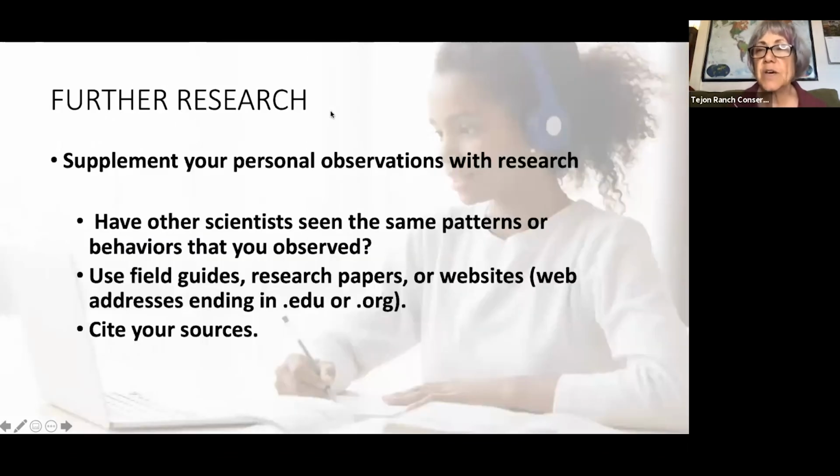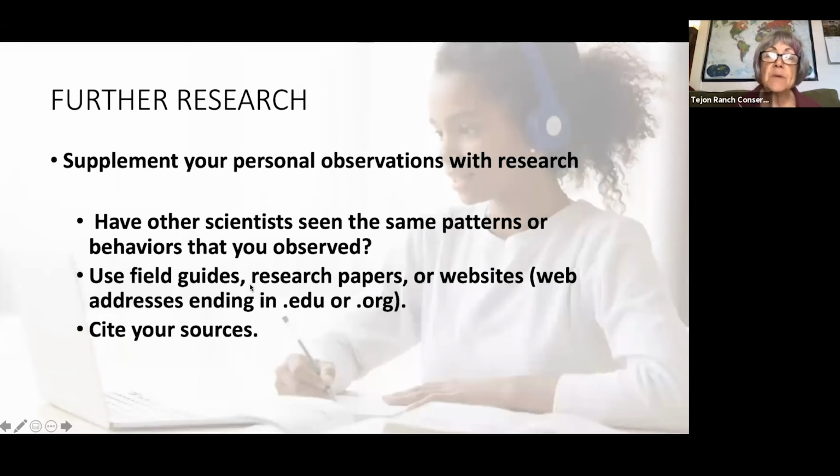Once you've finished doing your journaling, I want you to go back home and look on your computer or in a field guide and see what other information you can find. Now, maybe you're still looking to identify what is that animal. That's perfectly fine. But remember that you want to see what other scientists already know about that animal. You would like to confirm that what you're observing is the same thing. Field guides, research papers, or websites.